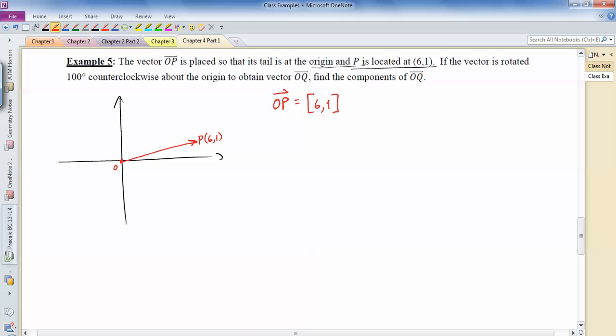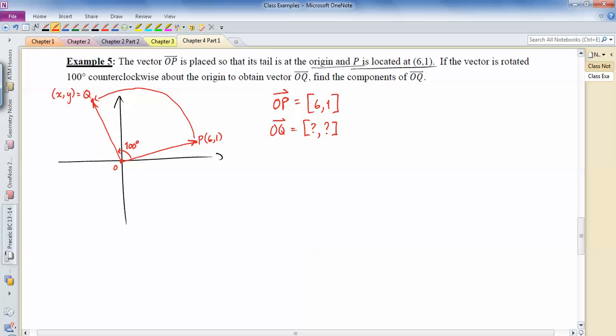And then the vector gets rotated 100 degrees in this direction. So it'll end up somewhere about here, let's say. Let's say that this point is Q and the new vector is OQ. So we're trying to figure out OQ equals what comma what. In order to figure that out, we really just need the coordinates of Q. We rotated it 100 degrees, so we want to figure out where Q is, x comma y.